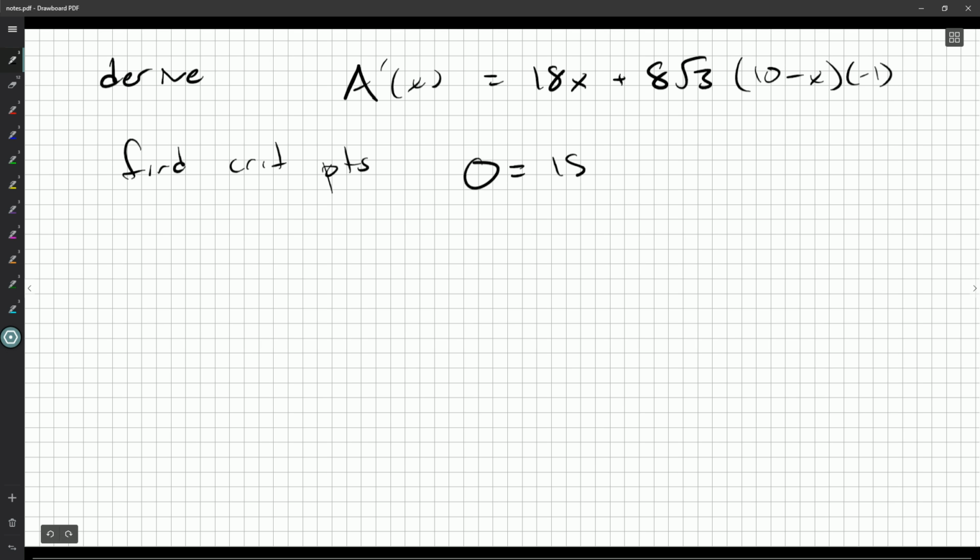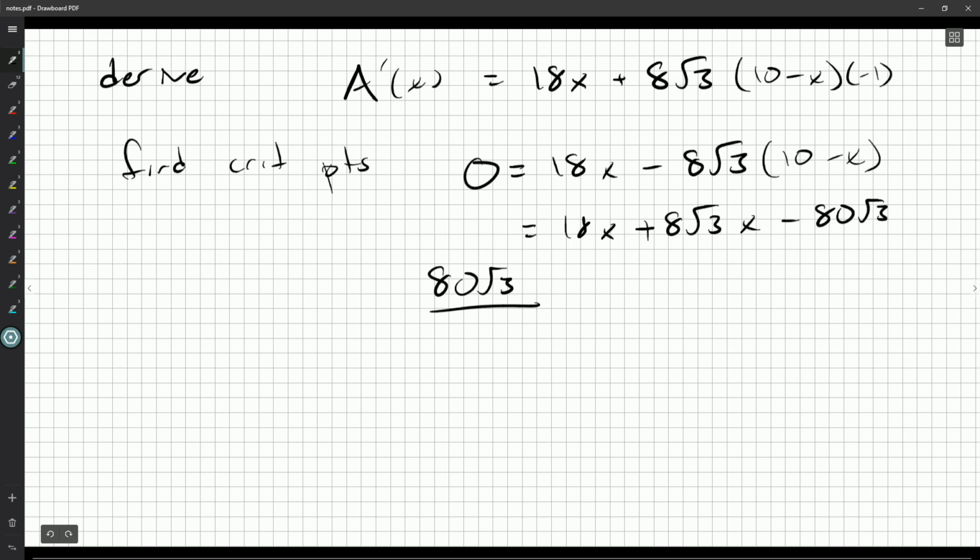So we set this whole thing equal to 0. 18x minus 8 root 3 times 10 minus x. So 18x minus 8 root 3x. Oh, sorry, plus 8 root 3x minus 80 root 3. So 80 root 3 divided by 18 plus 8 root 3 is x. This is the only one, although I would guess, like any actual calculus problem, you can't just say, well, that must be the value of x that works. Also, we can divide top and bottom by at least 2.